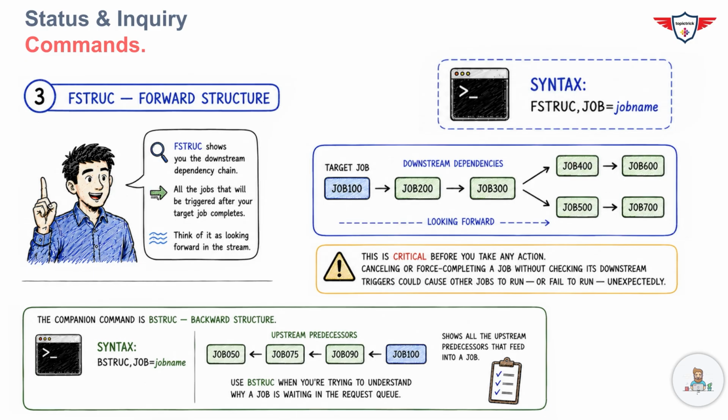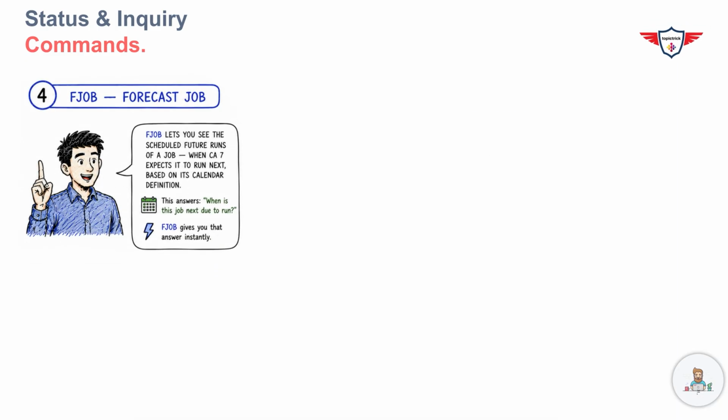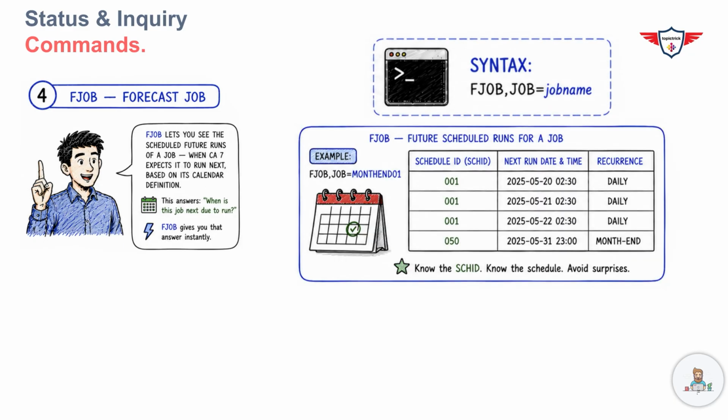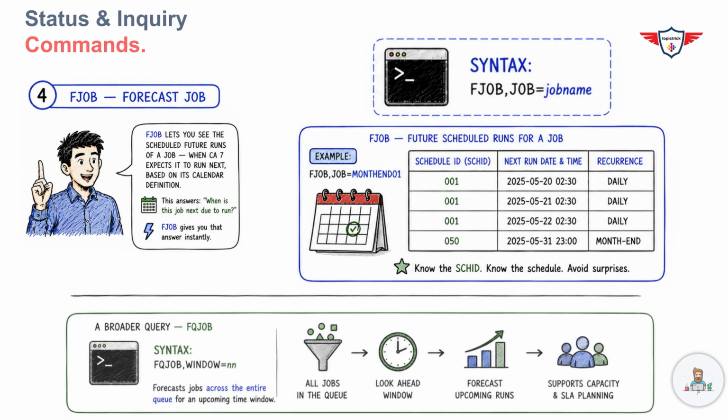Now the next command is FJOB, that is forecast job. The syntax is pretty simple: FJOB,JOB=jobname. This command allows you to see the scheduled future runs of a specific job, right? That means when CA7 expects to run this job as per the calendar definition.